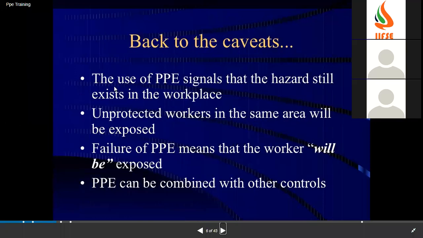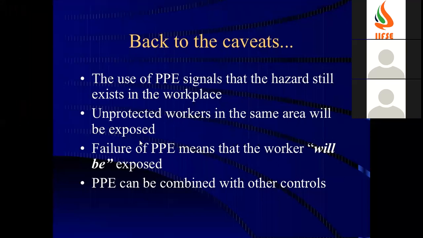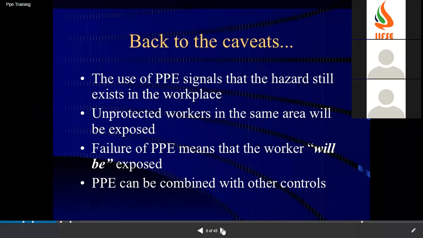The use of PPE signals that hazards still exist in the workplace. Unprotected workers in the same area will be exposed. Failure of PPE means the worker will be exposed. PPE can combine with other controls. So here what he is saying is that even with the use of PPE, the hazards still exist. It doesn't mean that if you are with good personal protective equipment, nothing will happen. Sometimes the improper usage of PPE is also a hazard. One has to keep that in mind.